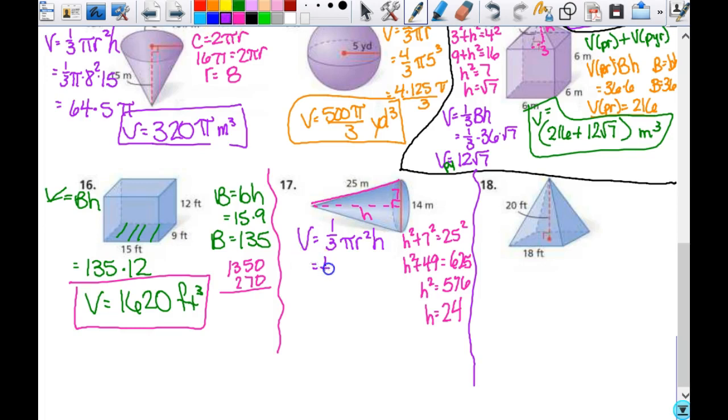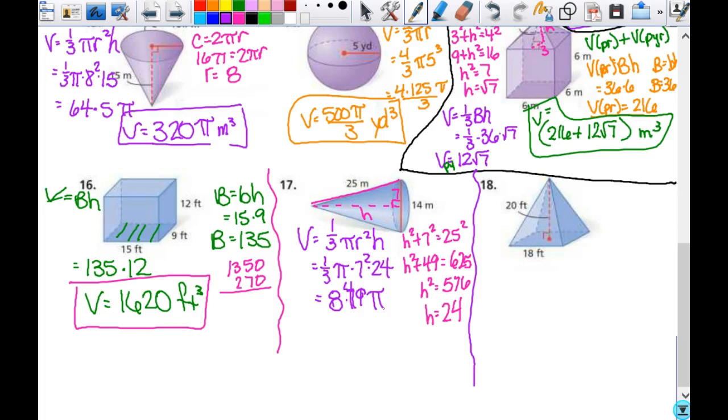So 1/3, plus this is a Pythagorean triple. I wouldn't expect most of you to notice it, but it is. 1/3 times pi times 7 squared times the height, which is 24. All right, so I can take 1/3 of the 24. That gives me 8. 7 squared is 49. 49 times pi.